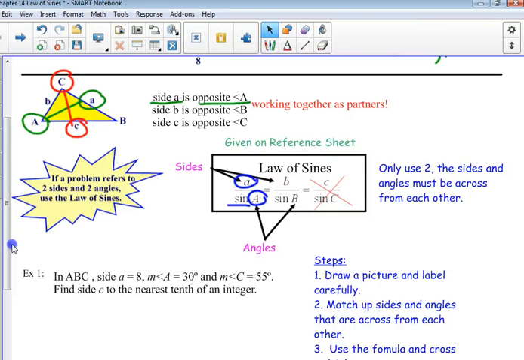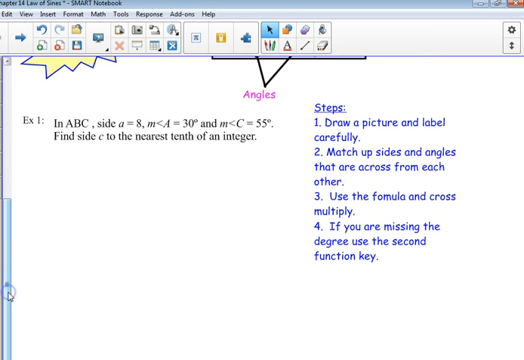For everything today we're going to be working with law of sines, but it's important you realize how to tell the difference between law of sines and law of cosines. Law of sines, we're going to use when you have two sides and the two angles that go together with them. So when we draw our pictures, we want to really focus on that we have two sides and the two angles, because that's how we're going to use law of sines. All right, let's set this up.